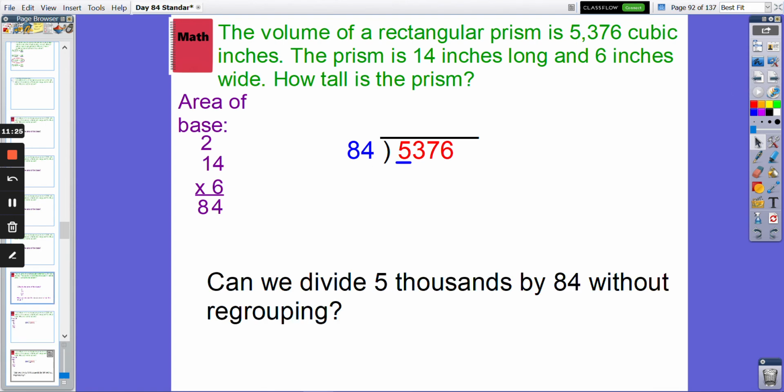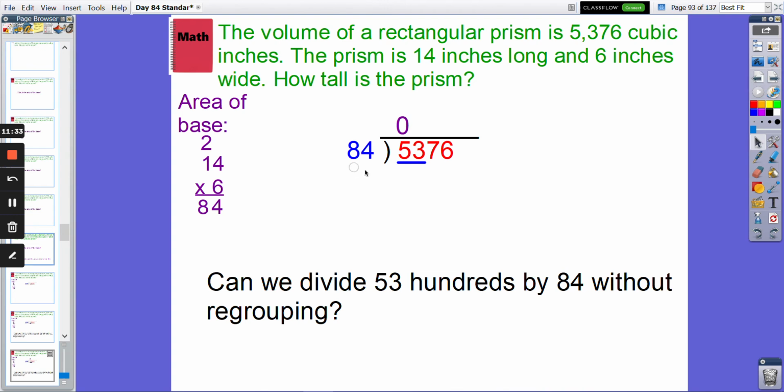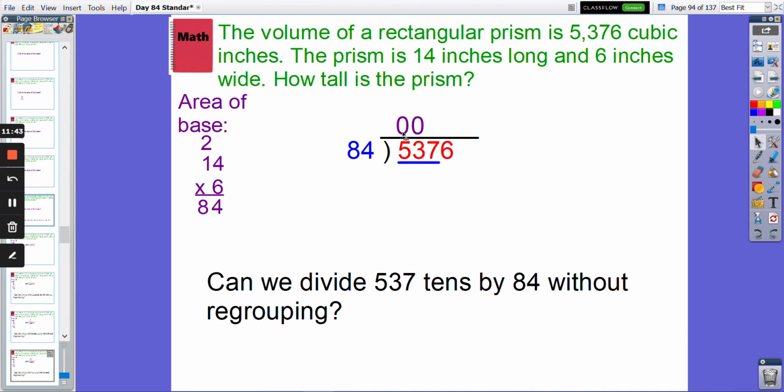Can we divide 5,000s by 84 without regrouping? No. 84 cannot go into 5, so we're going to move to the next digit. Can 84 go into 53? Can we divide 5,300s by 84 without regrouping? No, it cannot go in. So let's go to the next one. So we're going to put our zeros. Can 84 go into 537? Can we divide 537 tens by 84 without regrouping?